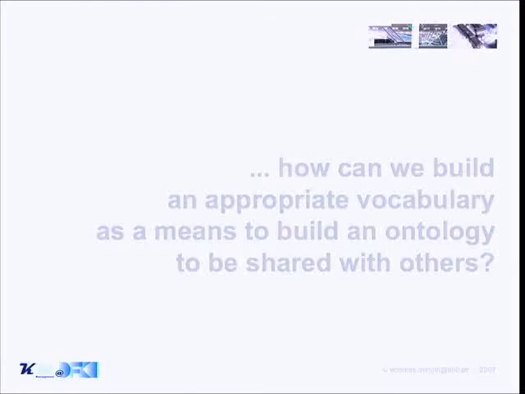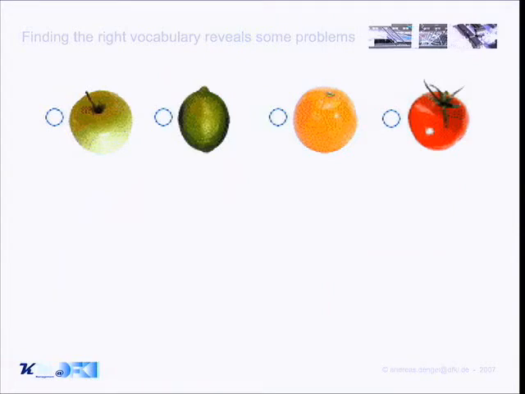So the question is, how could we provide such a vocabulary to build ontologies, which is a kind of shared vocabulary for the society? If we try to find the right vocabulary at the starting point, there are already some very important questions to solve. What are the right terms to be used?